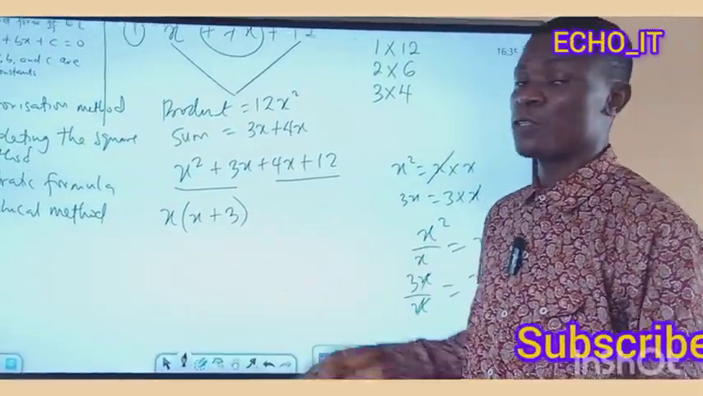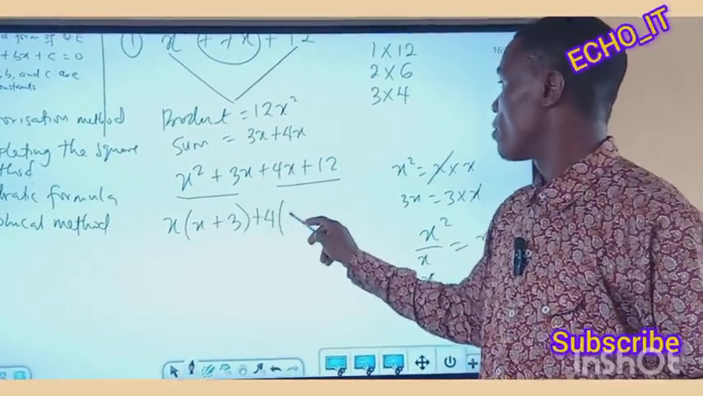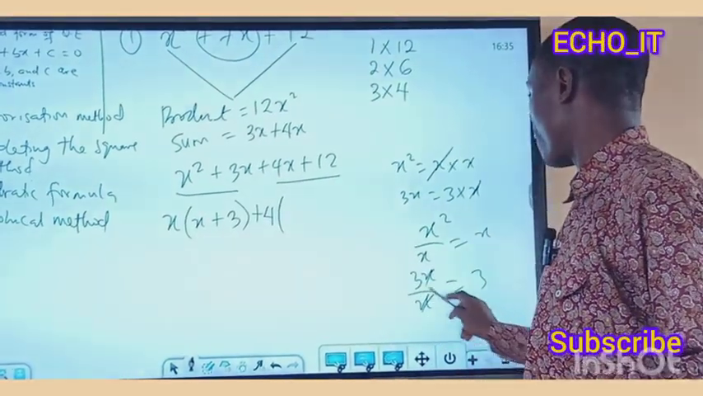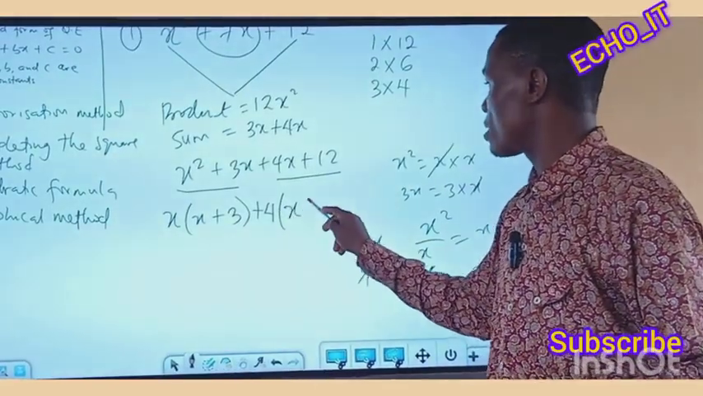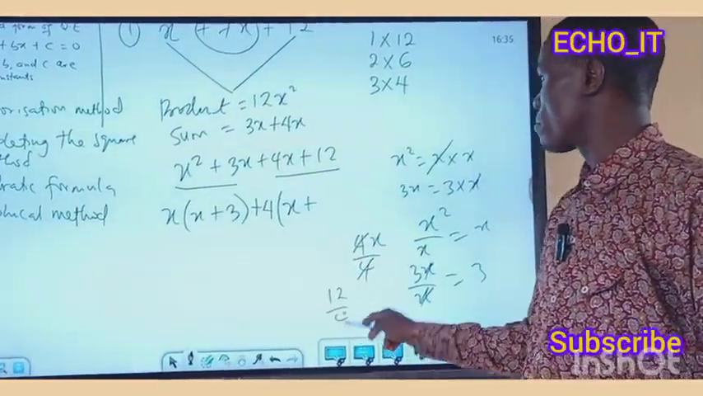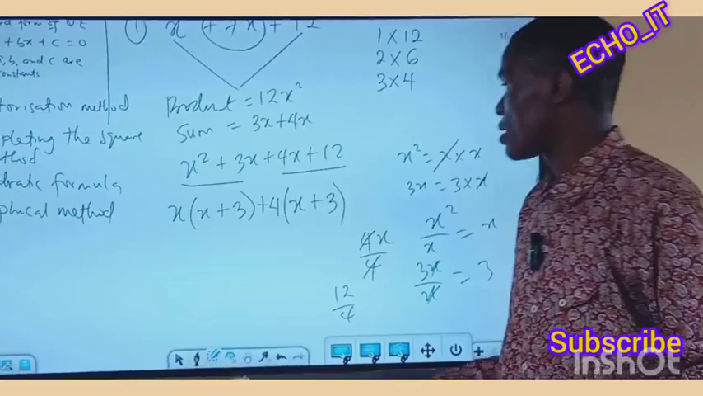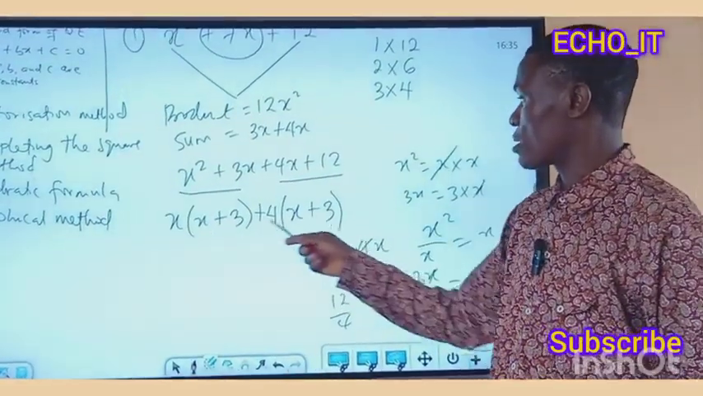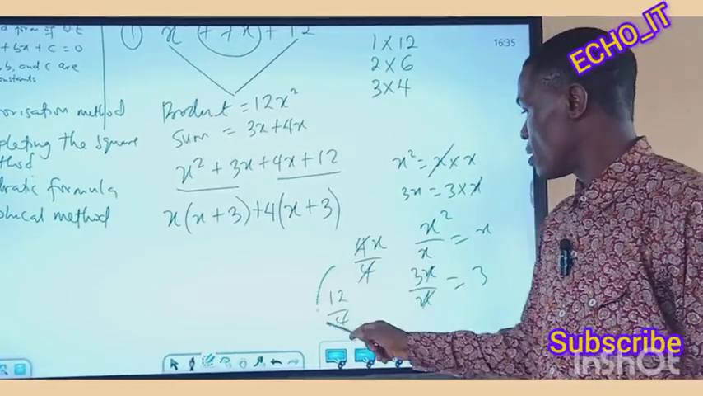Combining these other two, what do you think is common? That is 4. So factor out 4. Then 4x divided by 4 gives x, and 12 divided by 4 gives 3. Now, you'll be sure that your answer is correct when you check the two terms inside the bracket, because you see that they are the same: x plus 3, x plus 3. So we are good to go.